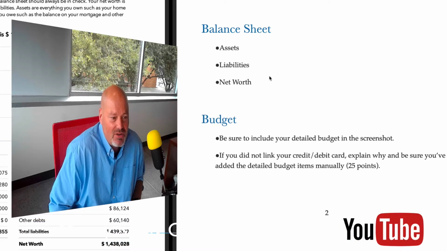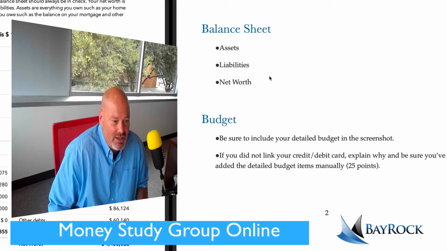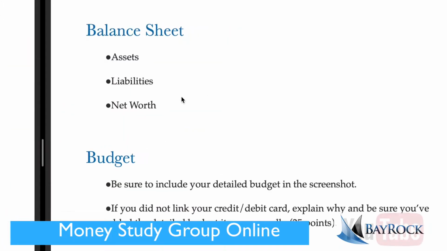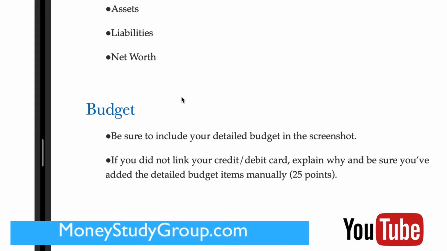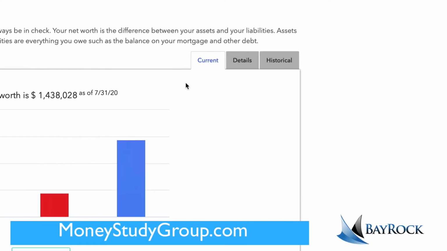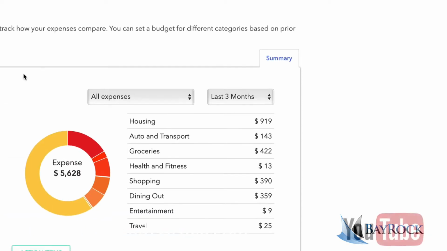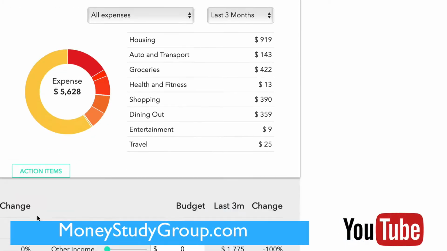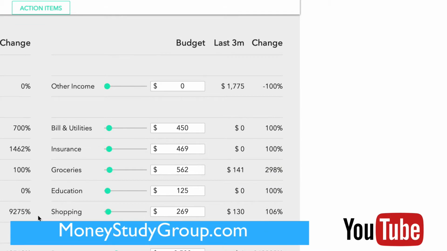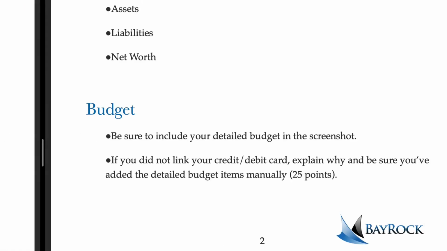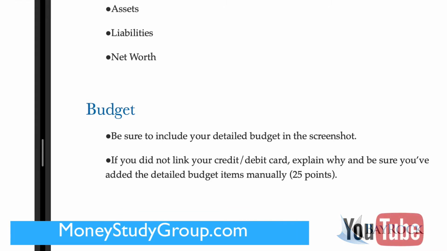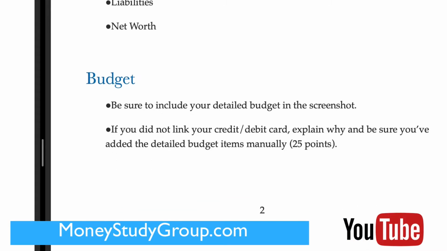So to start out, we look at the balance sheet: assets, liabilities, and net worth. And I want you to be sure to include your detailed budget in the screenshot. If we go into your plan, you'll see the budget and you'll see the action items, and this is where you can update your budget. That's what will show in the balance sheet details when I get the report. So make sure you do that.